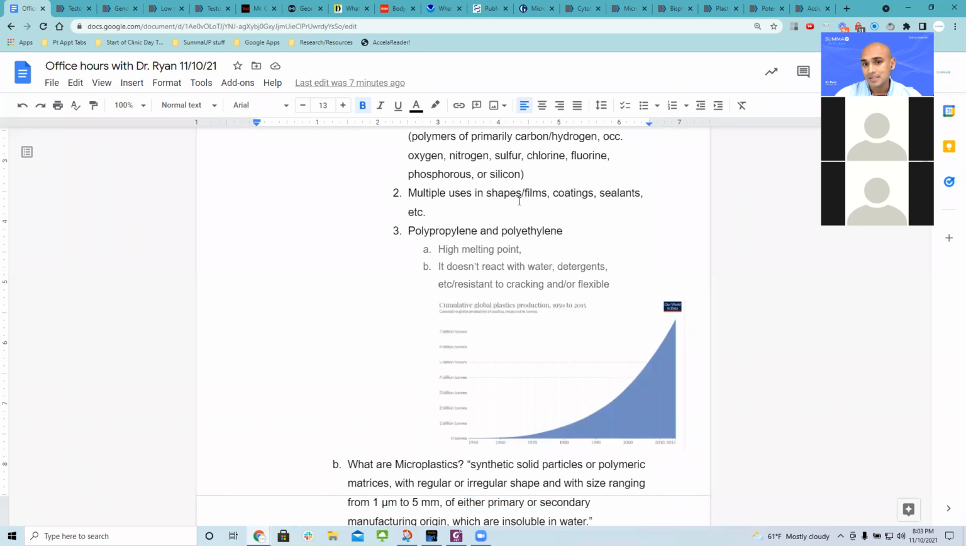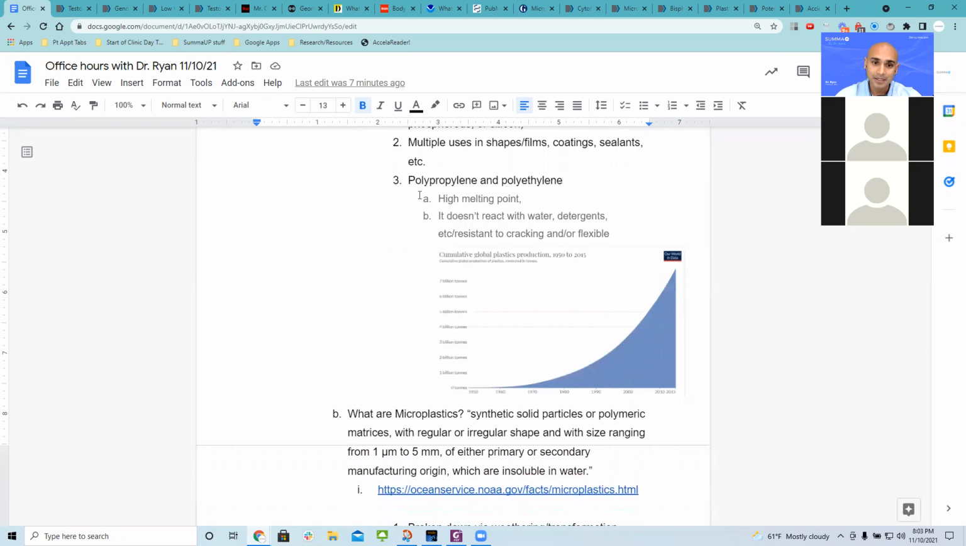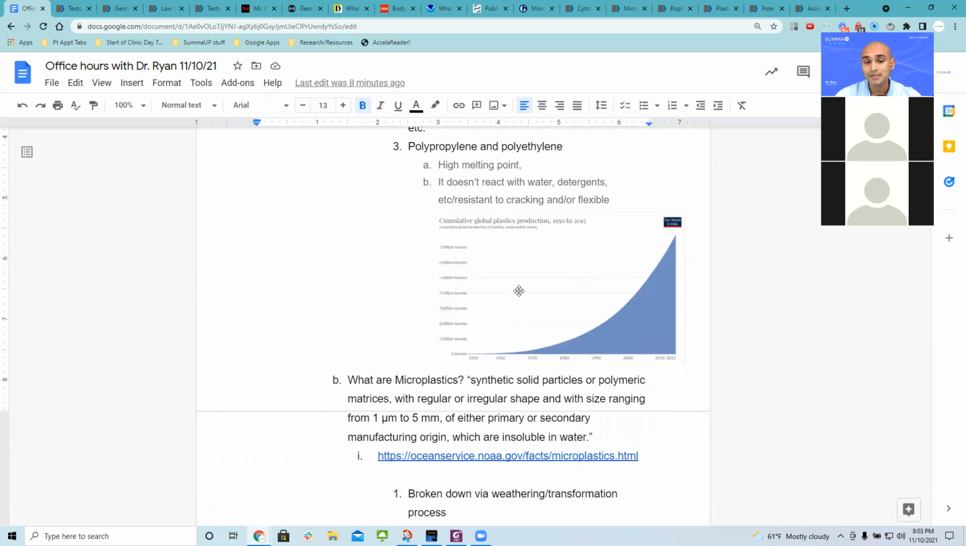As I mentioned, they're used as shapes, films, coatings, sealants. They're ubiquitous. They're all over the place. The most common ones are polypropylene and polyethylene, and from an industry standpoint, these seem to be pretty useful products, right? They have a very high melting point. They don't react with water. They're resistant to cracking, and they can be made flexible too. And they're fairly inexpensive relative to other materials. So the use has just exploded tremendously.